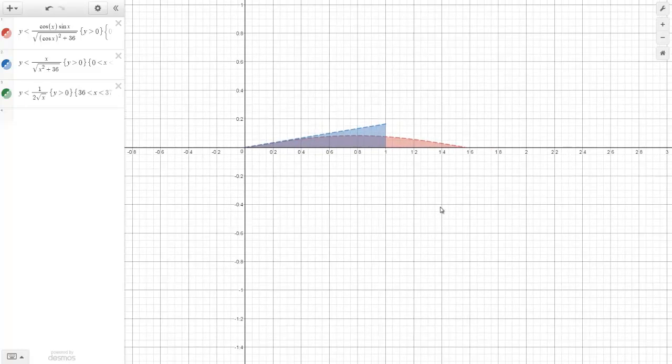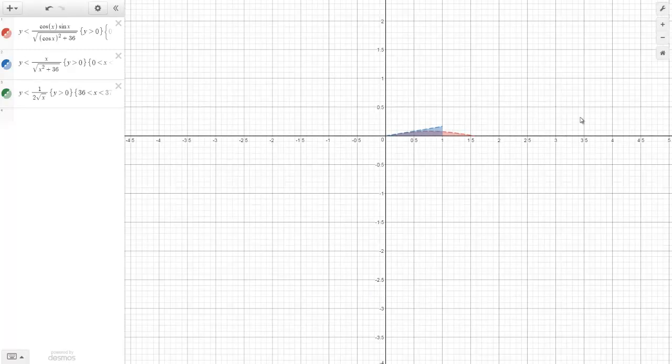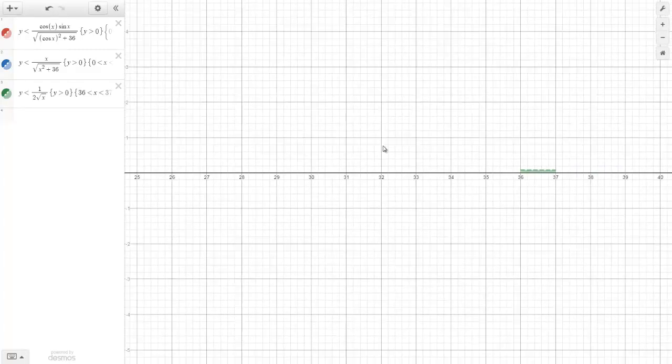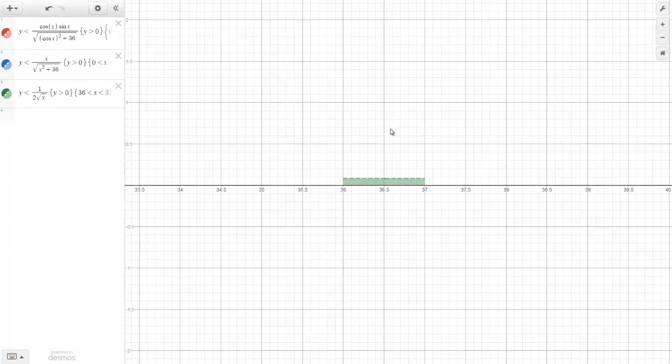So you're rewriting a new function, perhaps over a different interval. Notice the first one was over 0 to pi over 2. The second one was over 0 to 1. And the third one was way over here from 36 to 37. But they all have the exact same value for the integral.